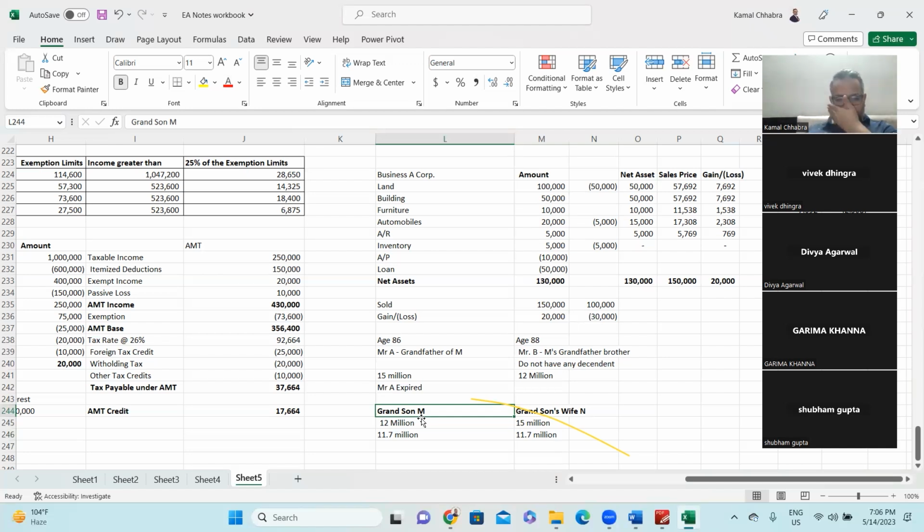Because when they file jointly, M also takes the benefit of 11.7 and N also takes it. They both can take it. Yes, that's what the tax planning is. But if they are filing separately, then one person can take it only once in a life.